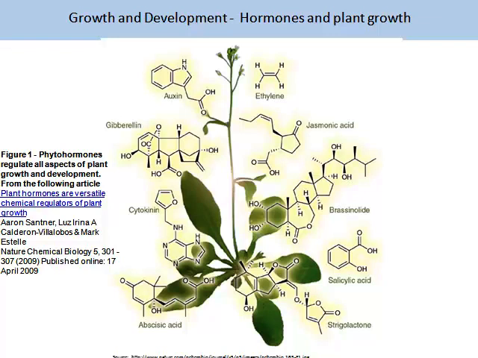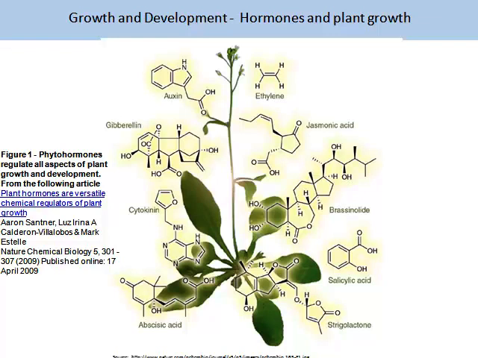This image is from a paper, Phytochromes Regulate All Aspects of Plant Growth and Development. It is from a paper published in Nature by the authors Santner, Calderon-Villalobos and Estelle. It shows you where the plant's hormones are regulated with respect to the plant. The plant that they're showing here is Arabidopsis thaliana.